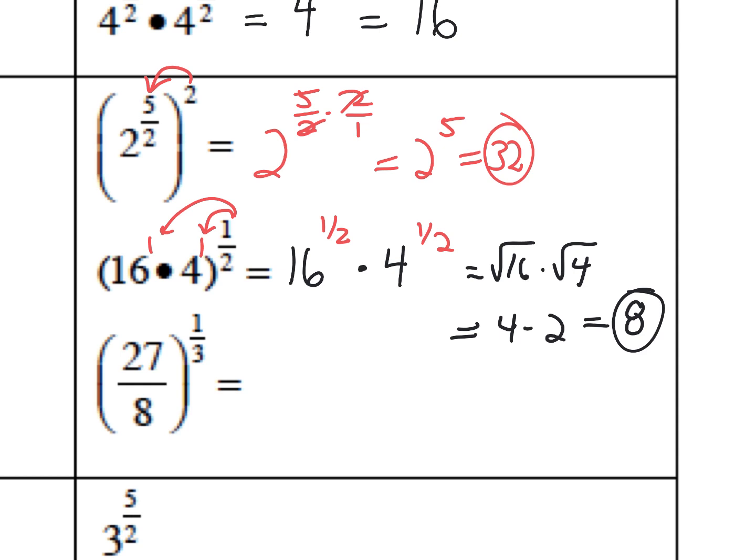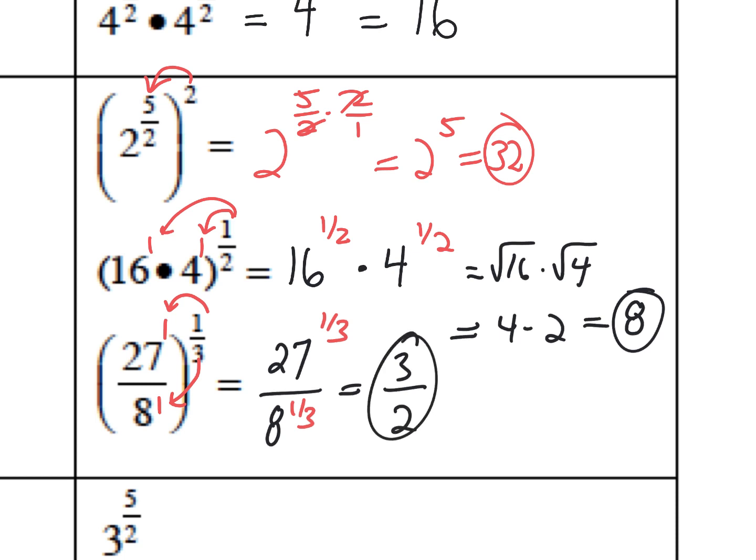And I could distribute that 1/3 in. 27 and 8 have exponents. So this guy's now going to be 27 to the 1/3 over 8 to the 1/3. And then we're going to have the cube root of 27, that's 3. Cube root 8 is 2. So 3/2 is your answer there.